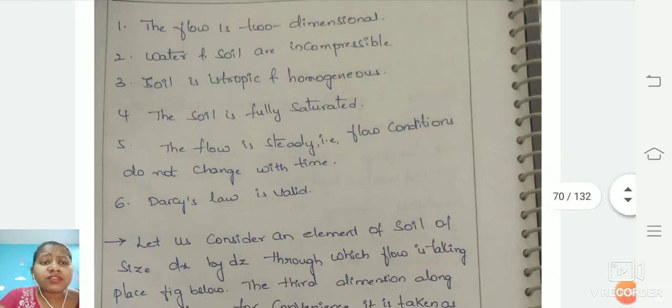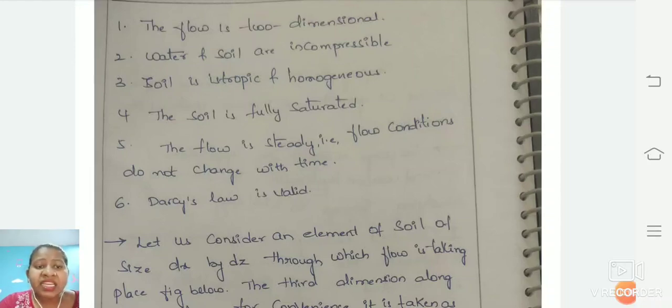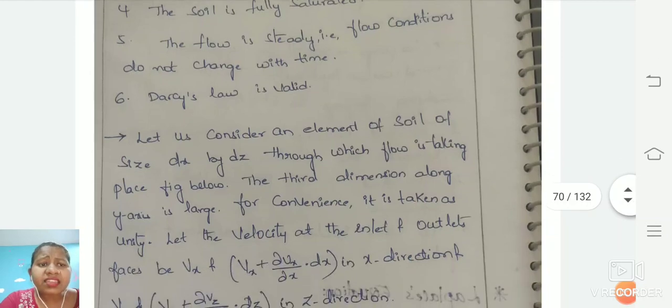The fifth one is that the flow is steady, that is, the flow conditions do not change with time. Whenever time passes, the conditions should not change. And we also assume that Darcy's law is valid here. Now, we have a number of things involved in the derivation of this Laplace equation in our soil mechanics.